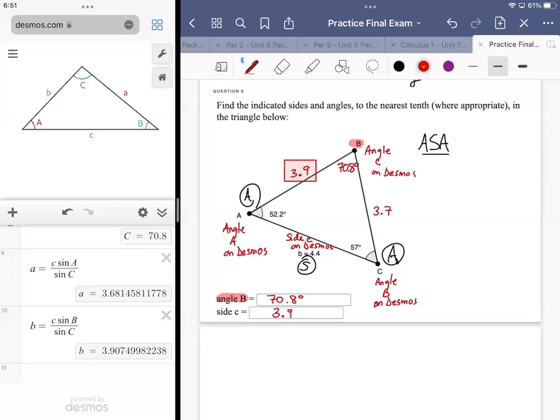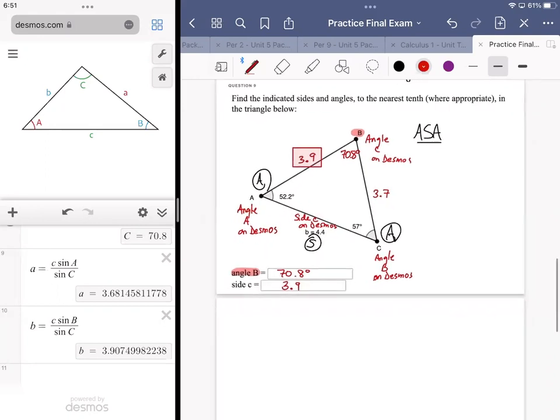Okay, so long story short, it's just a matter of matching up the diagram that you have on paper with the diagram on Desmos. And what a lot of people will do is scribble out all the sides and angles, the labels for the one on paper, and just put in the ones from Desmos, and then later on figure out what needs to go where.